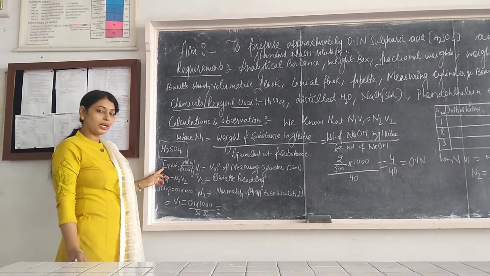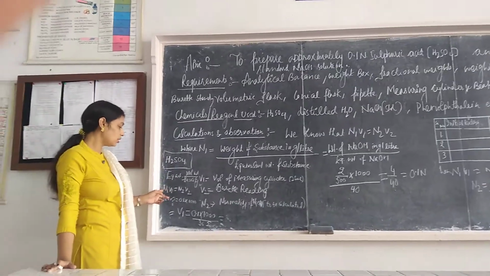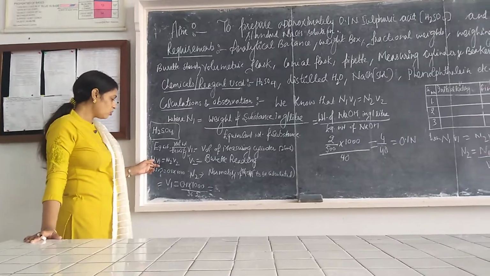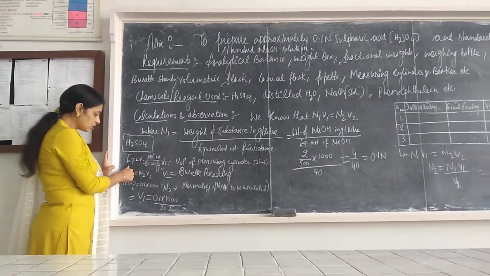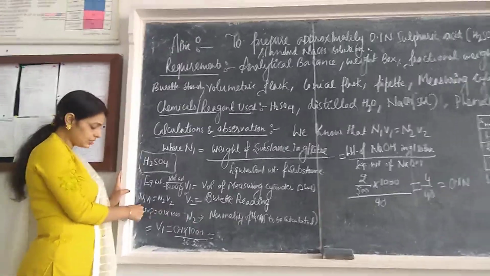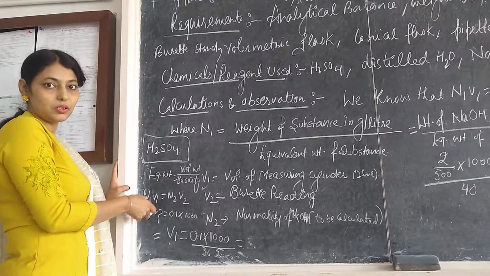So we are calculating the normality of sulfuric acid using this equation, that is N1V1 is equal to N2V2. Here N1 is already given, that is the strength of your concentrated sulfuric acid which is already available in the lab.